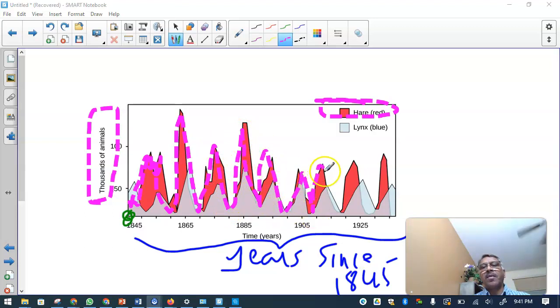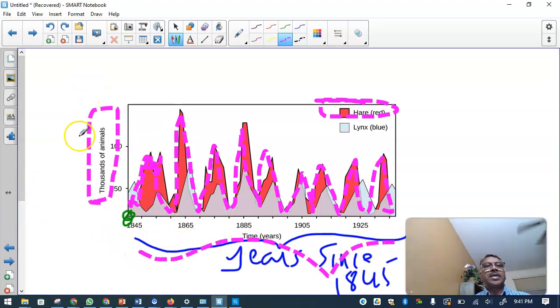So every 10 years there's a period of minimum and maximum. Two things: one is the independent variable, and the number of thousands of animals is the dependent variable, and the cycle repeats every 10 years. That's all.